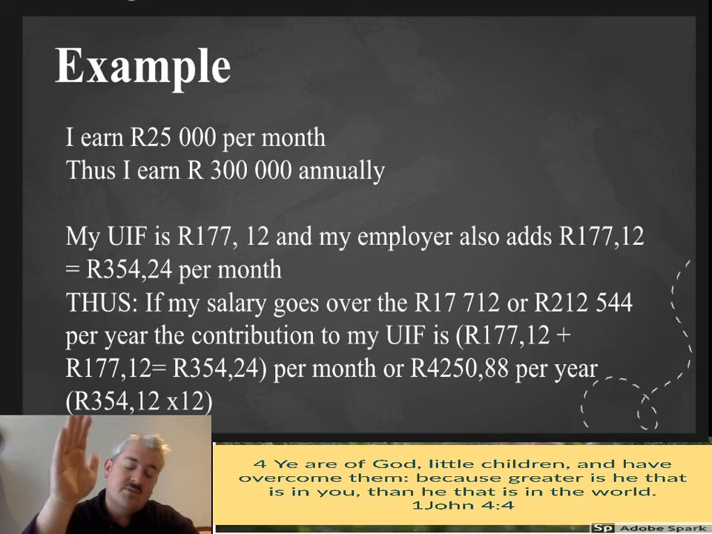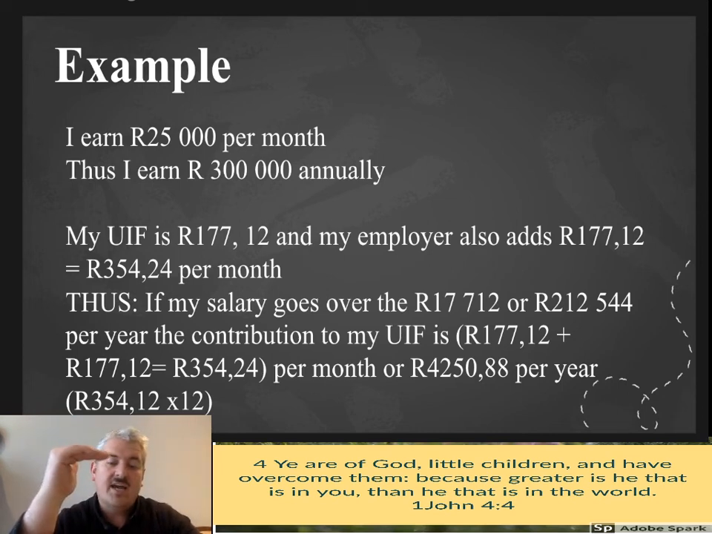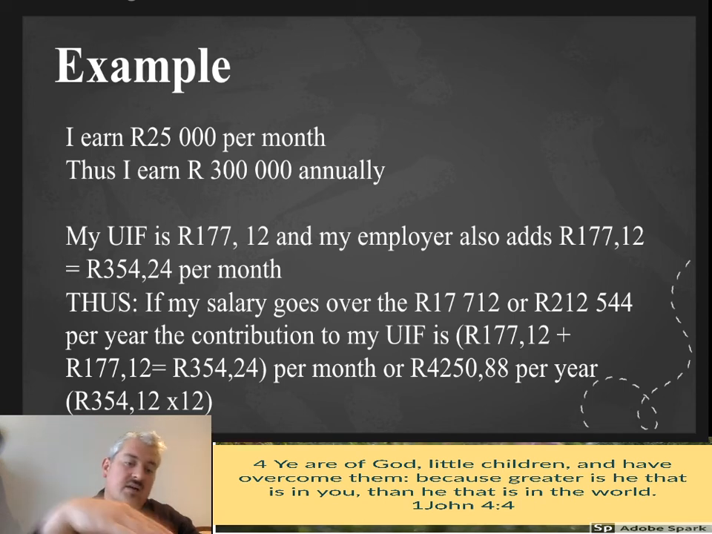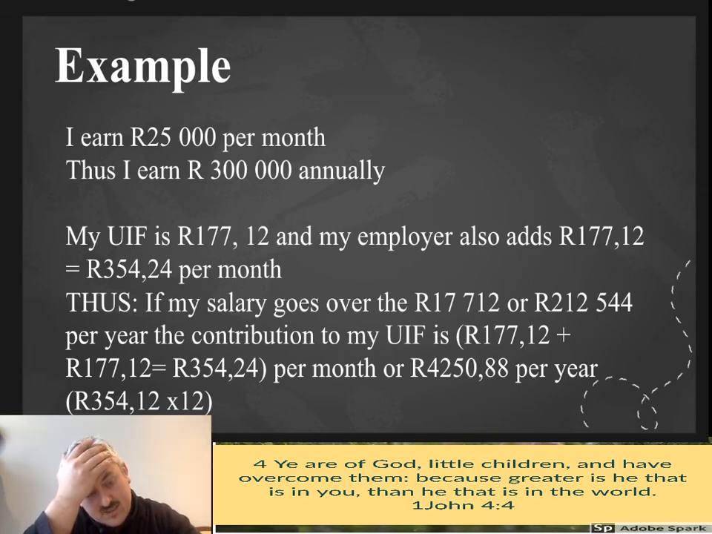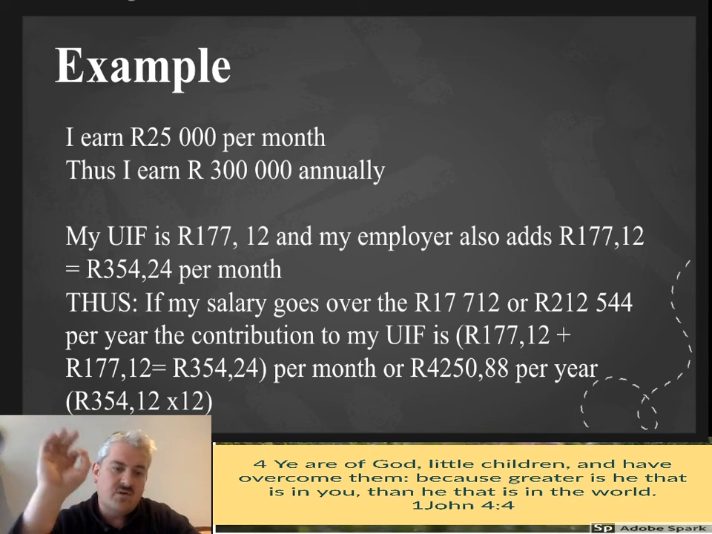For those of you who kept up with us or were listening in class, you remember that we said the cap of your UIF is 17,712. I'll remind you in the test if I ever have something like this, but normally we'll work under it. Just remember that the cap or ceiling is 17,712. So we take 1% of that, which is 177, and my boss contributes the same amount, and therefore my UIF per month is 354 Rand and 24 cents. You with me there?